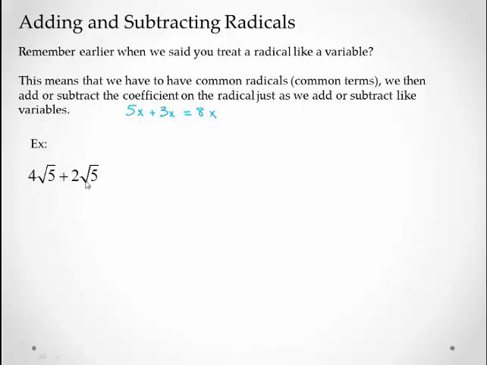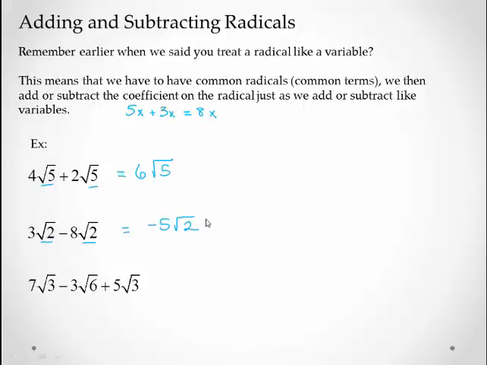So if I have 4 times the square root of 5 plus 2 times the square root of 5, these parts match, the square roots of 5. So I have 6 times the square root of 5. If I have 3 root 2 minus 8 root 2, as long as these match, I just take 3 minus 8. 3 minus 8 is negative 5 root 2.